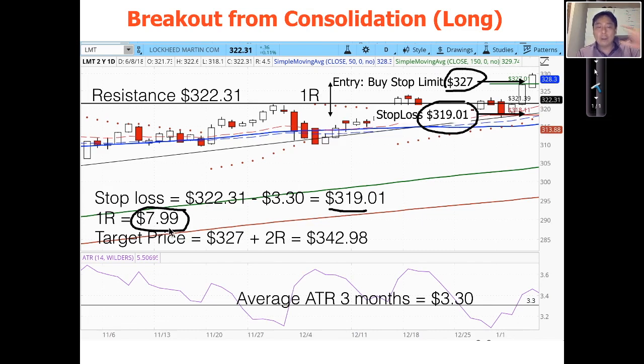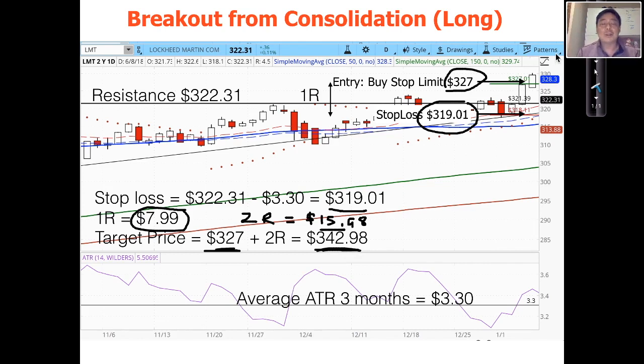So if I'm risking about $8, I need to make at least 2 times of that, which is about $16. Right? So 1R is $7.99. What is 2R? 2R would be $7.99 times 2, so that's roughly about $16 or $15.98. Is that correct? Yes. Okay. So if I want to place a target price, my target price would be the entry price, which is 327, plus 2R, plus 15.98. So my target price would be 342.98. And you can't see it on the chart because it's way up there, all right?